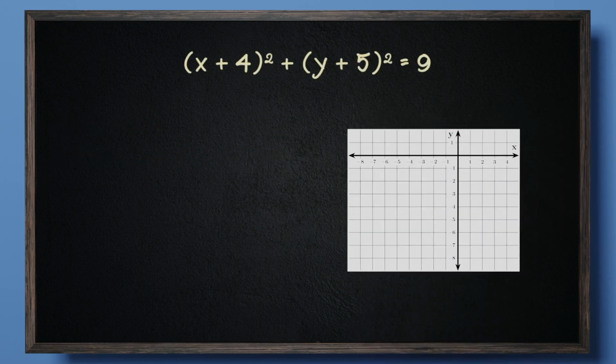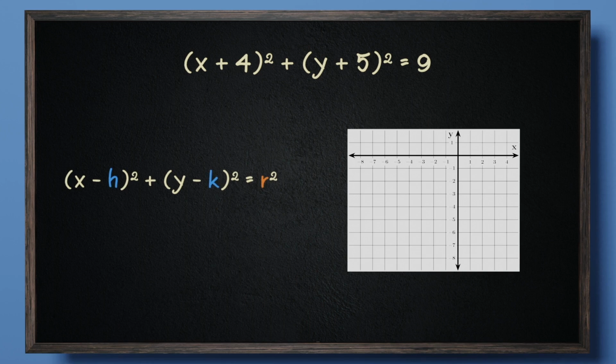For our next example, we will sketch a circle that is not on the origin. Here, we are given the equation of the circle: the square of (x plus 4) plus the square of (y plus 5) equals 9. How can we determine the radius and center with this information?